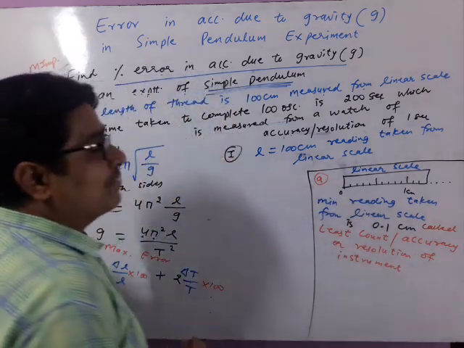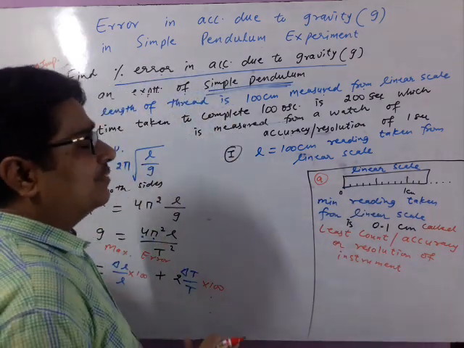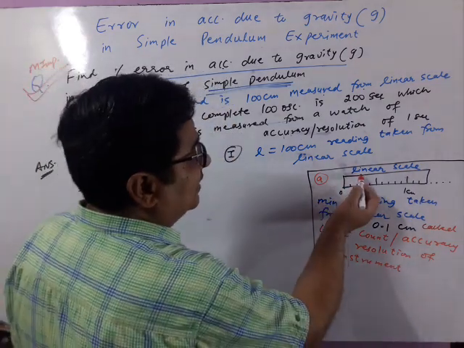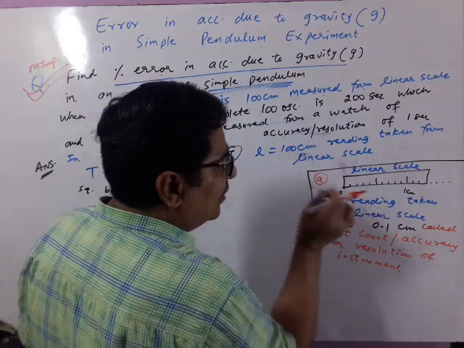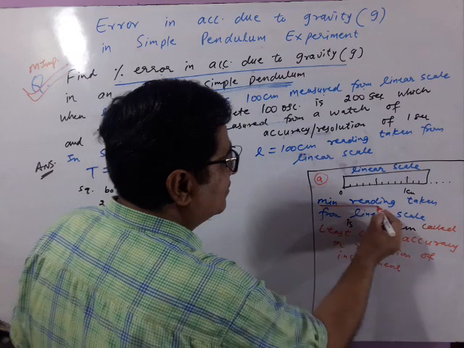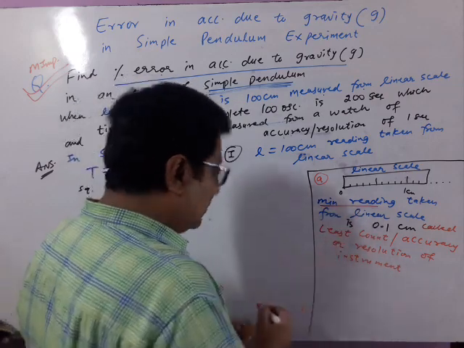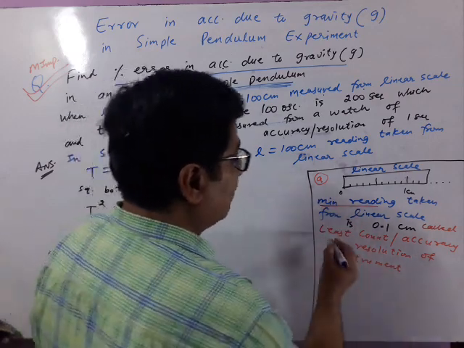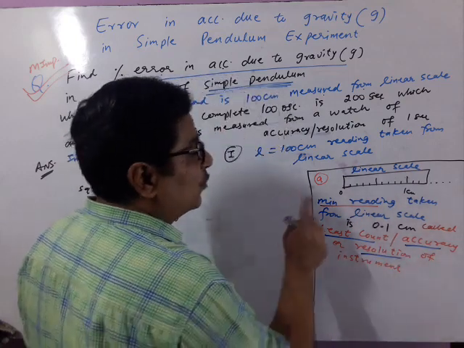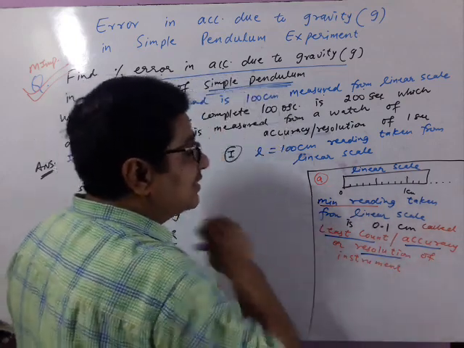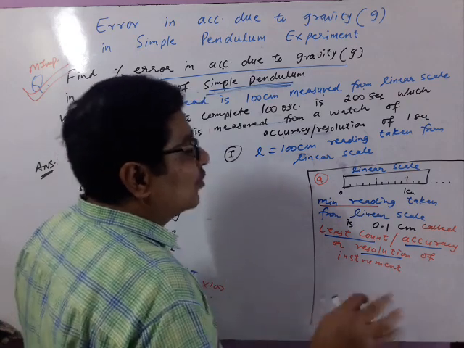This is step A. Any instrument you may have, like in this case we are discussing linear scale. Smallest observation, the first reading, minimum reading, that is called least count or accuracy or resolution. This is point A. Each and every scale has some smallest value.